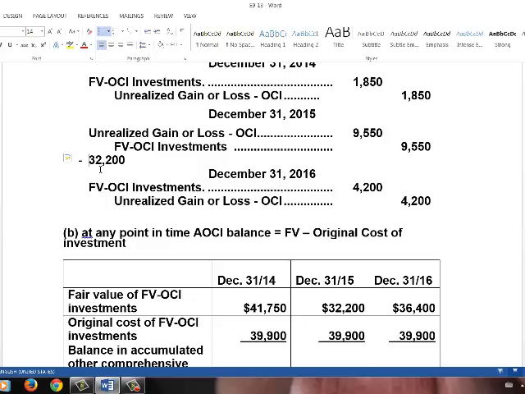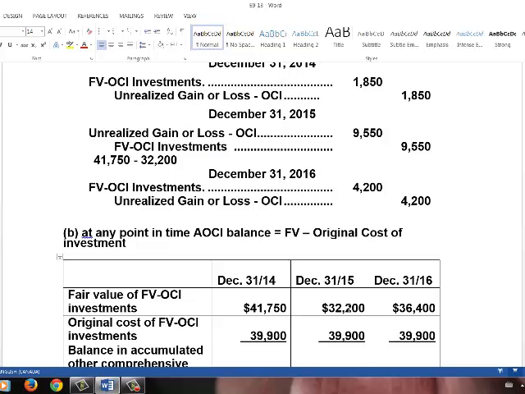I'll do it this way, it might make more sense. The opening amount of that investment is $41,750, right? Less $32,200 is going to give us a $9,550 adjustment. So again, your investment opened 2015 at this value and closed 2015 at that value. The fact of the matter is it went down, so we're going to credit the investment by $9,550.